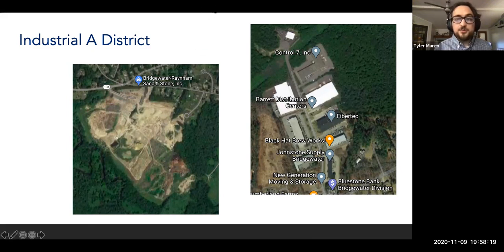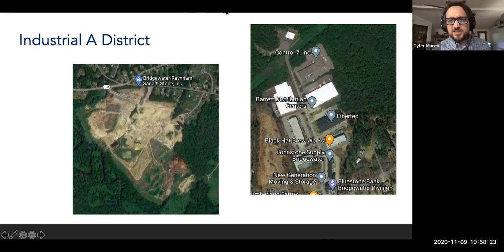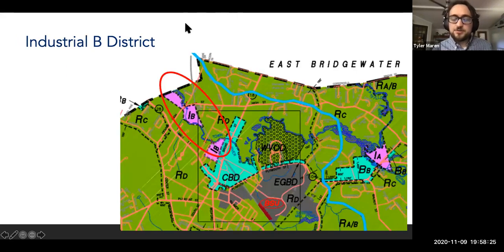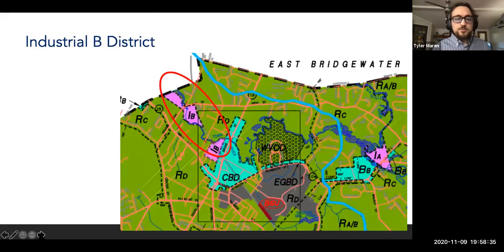I see in the chat, Jennifer has put that the Bedford Street overlay does allow for transfer of development rights. Okay, thanks for that clarification. I appreciate that. So moving on to industrial B should be the next one.